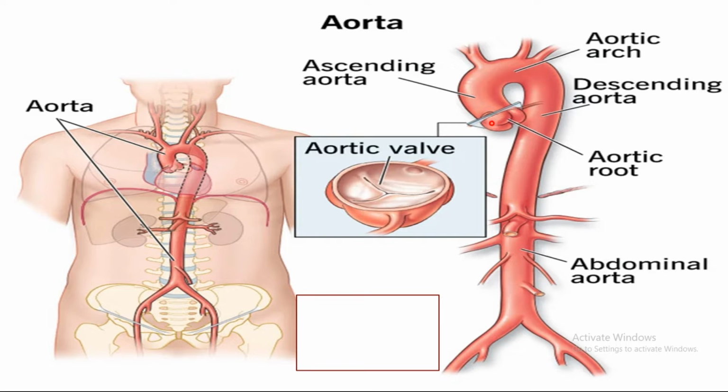As the aorta exits from the heart, it runs upward, and this segment of the aorta is called the ascending aorta. Then it arches to the left, to the lateral side of the body, and it is called the arch of the aorta. This segment, the curve of the aorta, is called the arch of the aorta. And then it starts running downward, and this segment of the aorta is called the descending aorta.